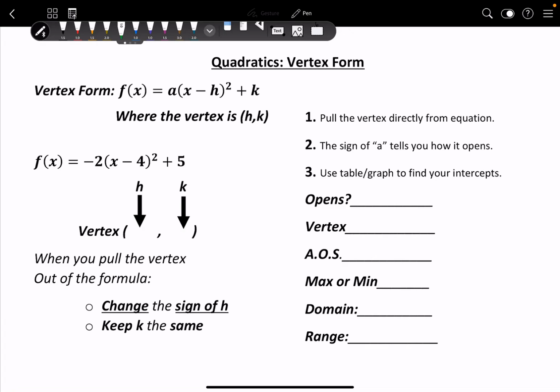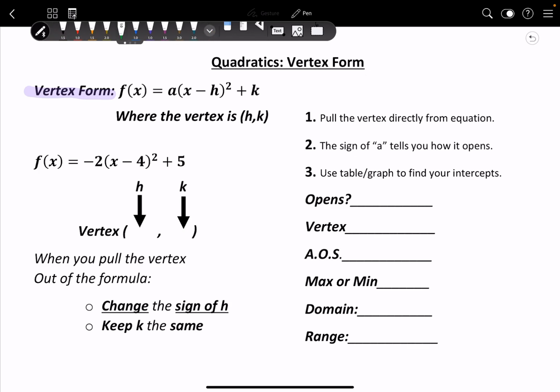Hey everybody, so we are going to be talking about the second type of way that you can write a quadratic equation. This one is called the vertex form. This is given to you on your formula chart, but I do want you to be familiar with all of the parts.